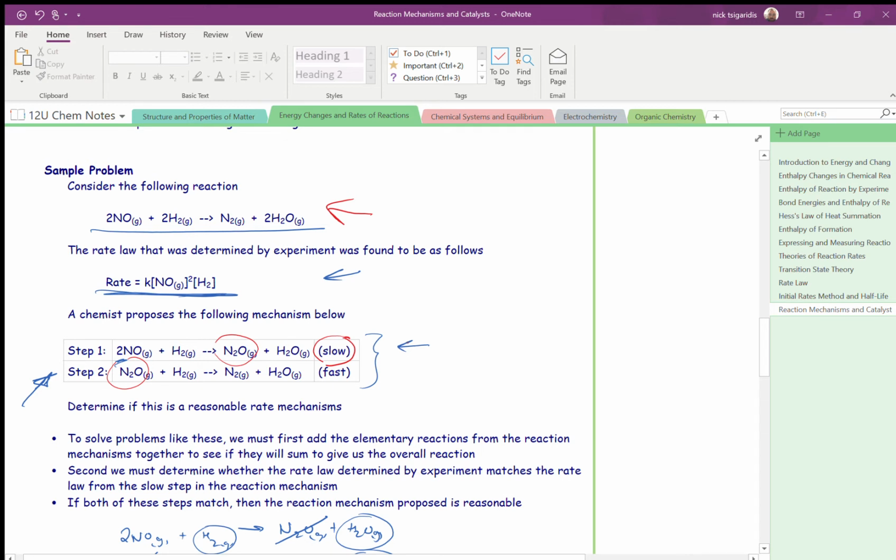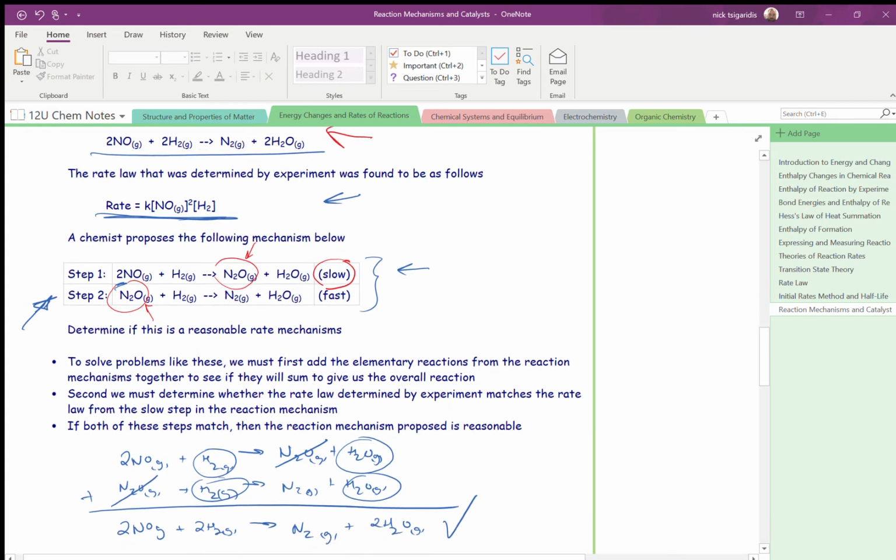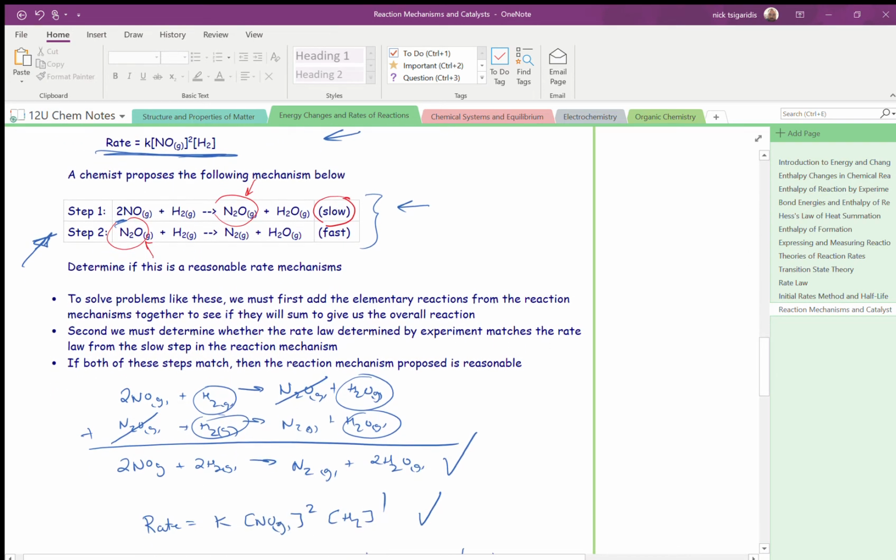So this slow step is the step we're always waiting on. We can't go any faster than this step can go. So essentially, as soon as this N2O is produced, it's consumed immediately in the next step to go to the final products here. So to figure out whether these mechanisms are reasonable or not, you need to satisfy two conditions.